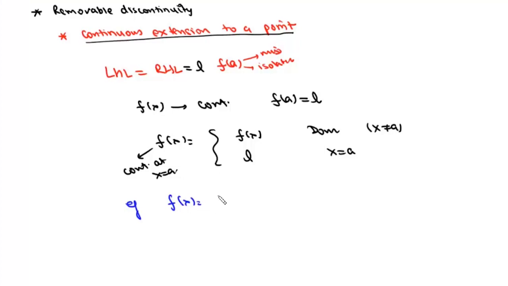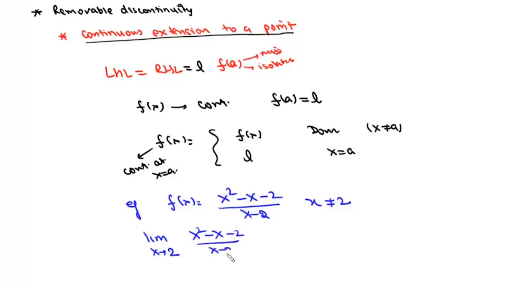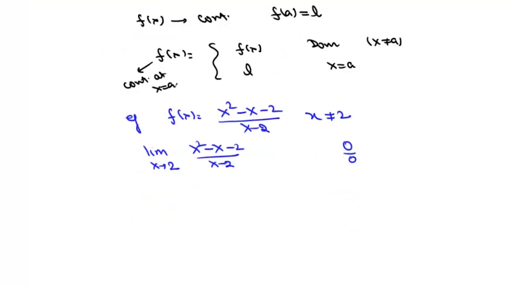Suppose f(x) is defined as x square minus x minus 2 upon x minus 2 when x is unequal to 2. So this function has a missing point at x equal to 2, and if we take the limit x tends to 2 of f(x), it is x square minus x minus 2 upon x minus 2, which is 0 upon 0 form. Now we can cancel this common factor in this rational function, so it will be limit x tends to 2 of x plus 1 into x minus 2 upon x minus 2. So the value of this limit will be 3.